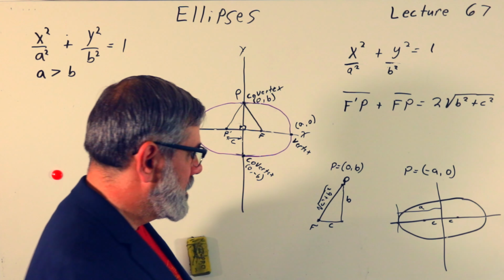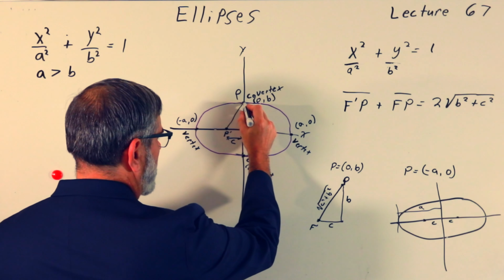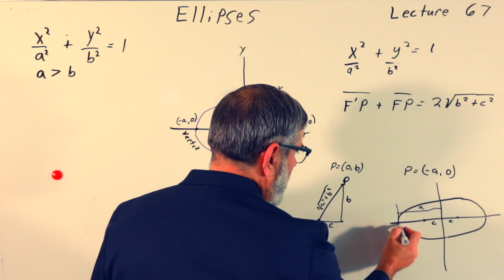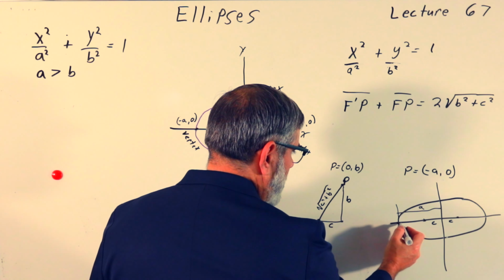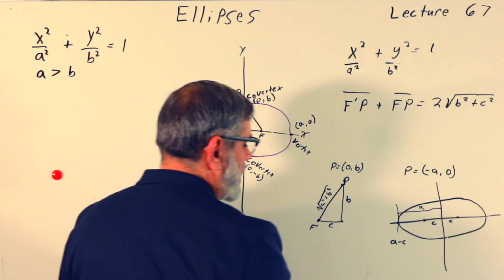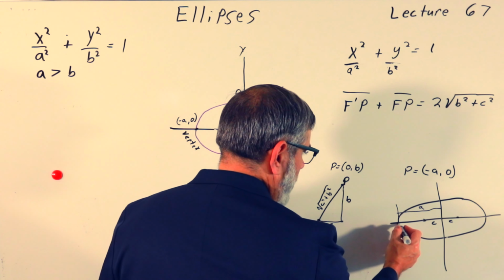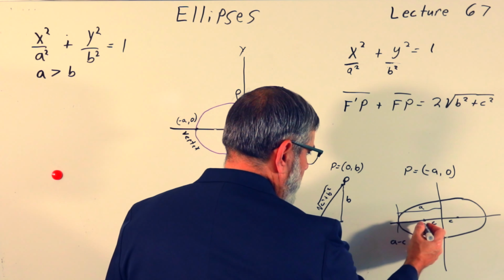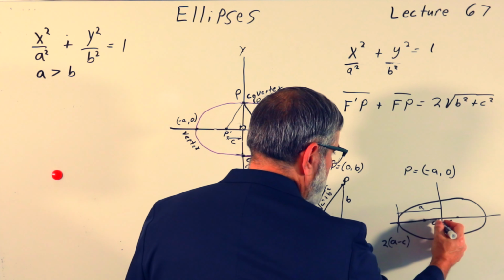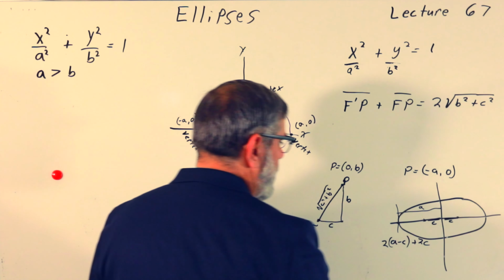So to go from F prime to P, here we went from F prime to P here. Now we're going to go from F prime to P over here. So what is that distance? How long is that? Well, that's A minus C. But we also have to go from the focus F all the way to here, so we'll cover that distance again. So we'll have 2 times A minus C, plus this distance and this distance, 2C.